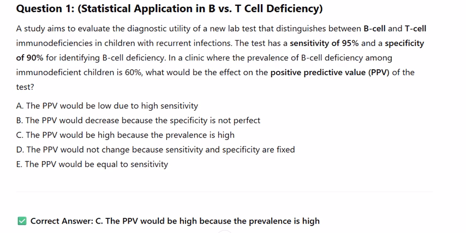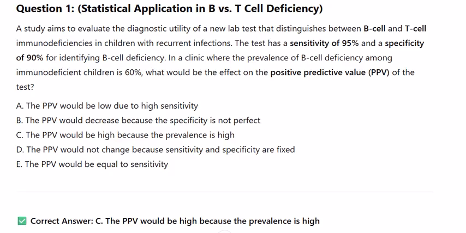A. The PPV would be low due to high sensitivity. B. The PPV would decrease because the specificity is not perfect. C. The PPV would be high because the prevalence is high. D. The PPV would not change because sensitivity and specificity are fixed. E. The PPV would be equal to sensitivity. Correct answer: C. The PPV would be high because the prevalence is high.